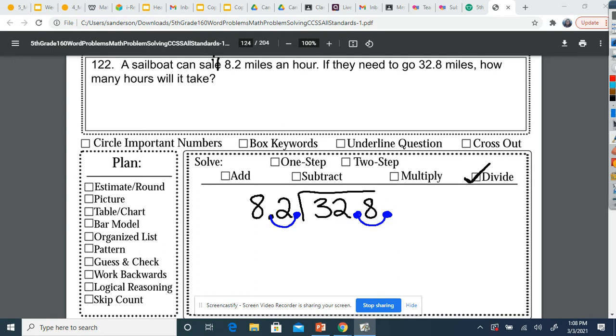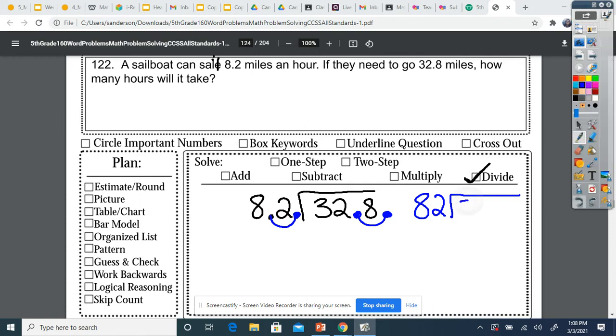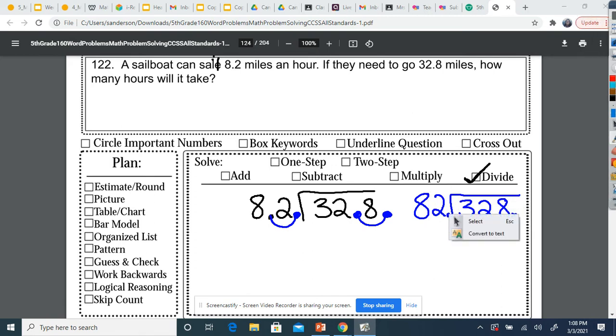So I'm going to rewrite the problem over here. I have 82, and then 328. That decimal is on the end now. So it just makes them into whole numbers. So my first step is to just take this decimal and move it straight up. And now I can start my problem like regular.